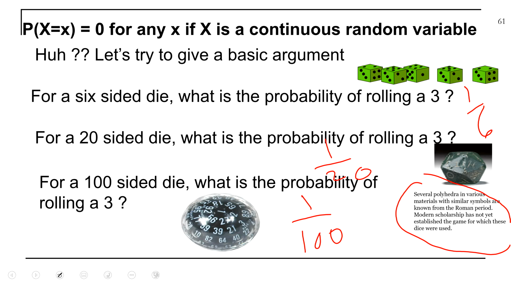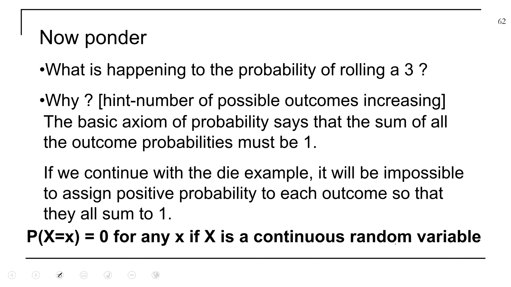So what's happening to these probabilities? The probabilities are getting smaller and smaller. So the probability of rolling a 3 is getting smaller and smaller, but one of the basic axioms of probability is that if you sum up all the probabilities of the outcomes, they sum to 1. So if you have an infinite number of outcomes, there's no way to assign a small amount to each probability to have it sum to 1. It just won't work. So we throw our hands up and we say, well, it's going to be 0. So the probability X equals 0 for any possible outcome if you're a continuous random variable.